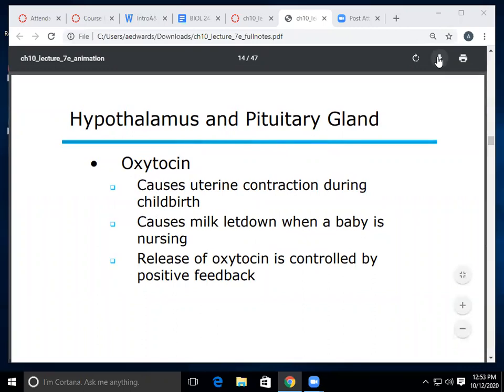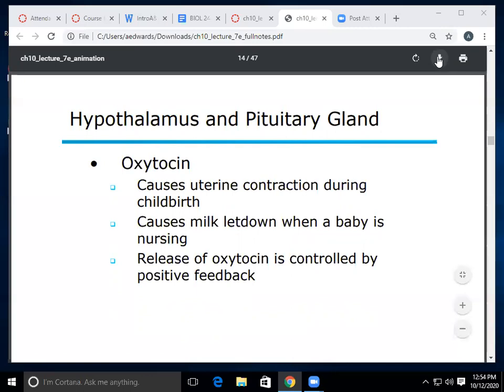Okay, so the other hormone that's stored in the posterior pituitary is oxytocin. What it does is it promotes contractions of the uterus during childbirth. It also helps with what we call milk letdown, which basically helps the mothers move their milk from their mammary glands so that the baby can receive it when the baby's nursing.